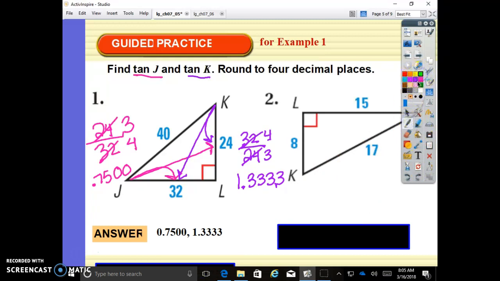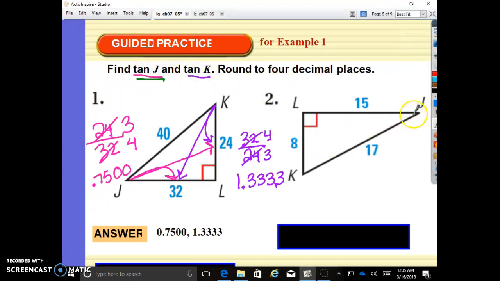And our next one, tan J. I want you guys to try this real quick. I'm going to give you like 30 seconds or so to just get this started. I want you guys to take an attempt at it real quick before we start going over it.